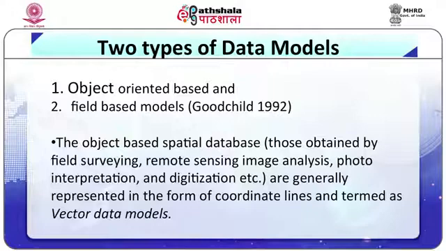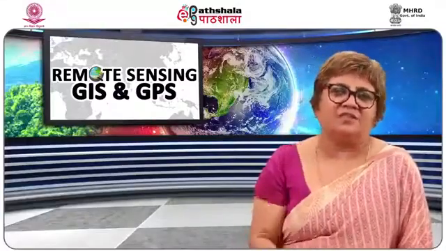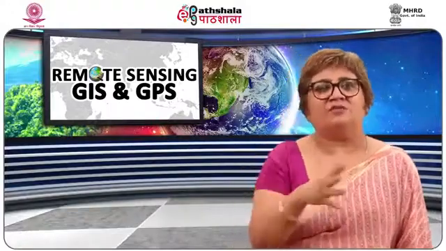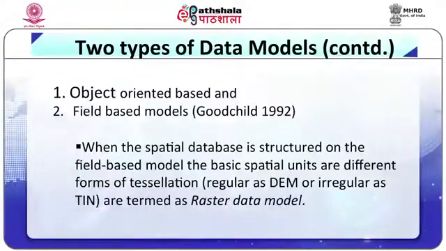We need to recognize that object based spatial databases are the ones obtained by field surveying, remote sensing, image analysis, photo interpretation, digitization and so forth, and are generally represented in the form of coordinate lines termed vector data models. And we geographers of course recognize that we have grids, latitudes, longitudes and a georeferencing system. When the spatial database is structured on the field based model, the basic spatial units are different forms of tessellation. Regular, as in a DEM. Do you know what a DEM is? DEM is a digital elevation model. Irregular, as in a TIN, these are termed the raster data model.